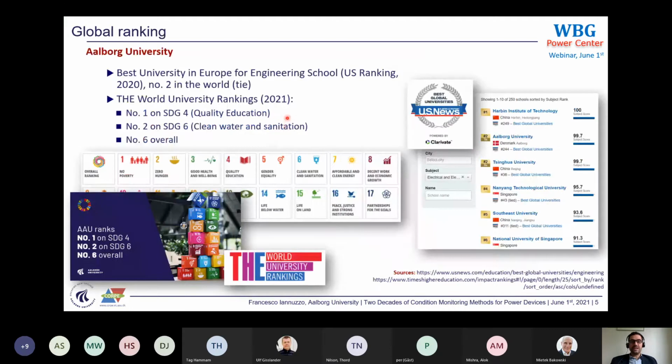Quite proudly, I would like to show this slide with the very nice results we achieved according to the US ranking 2020. We scored the second best university in the world, the first in Europe, for the schools of engineering. And also according to the more recent THE World University ranking, we scored #1 in sustainable development goal #4, which is quality of education, and #6 overall, which is also making us quite proud, I would say.